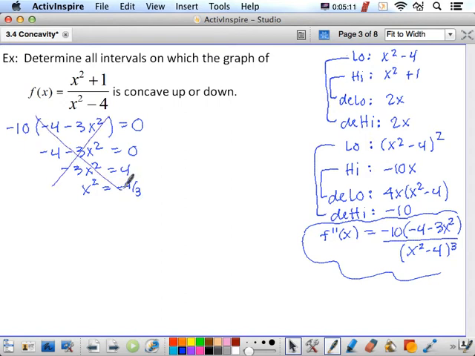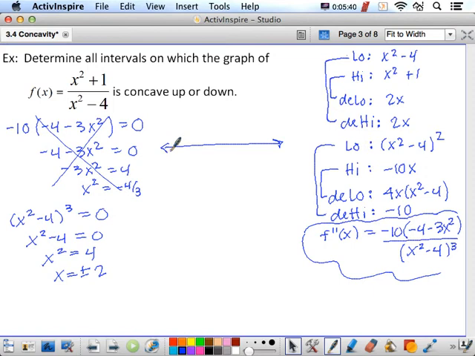Now we'll set the denominator equal to 0. Take the cube root of both sides. So how about plus or minus 2? And that makes sense because if we look back at the original problem, those are going to be vertical asymptotes, right? So they should always show up in your derivatives as critical numbers. Okay, so we'll make our number line. And we have negative 2 and positive 2. We'll substitute into the second derivative to check ourselves to see where they're positive and where they are negative.